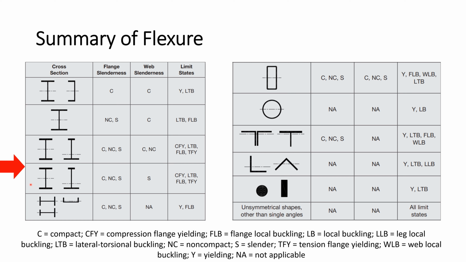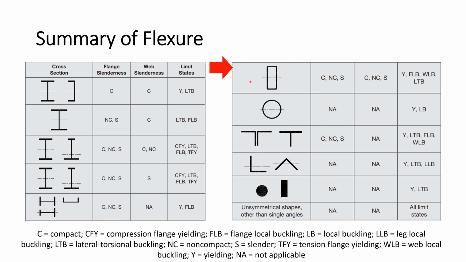Next are the same sections, but with slender webs. These sections will fail due to the same four conditions as the previous beams. Next are I-beams and C-channels bent about their minor bending axis. Although these sections are most likely to fail due to yielding, the yielding flexural strength of these members is so much less than those of beams bent about their major axis that this is extremely inefficient.